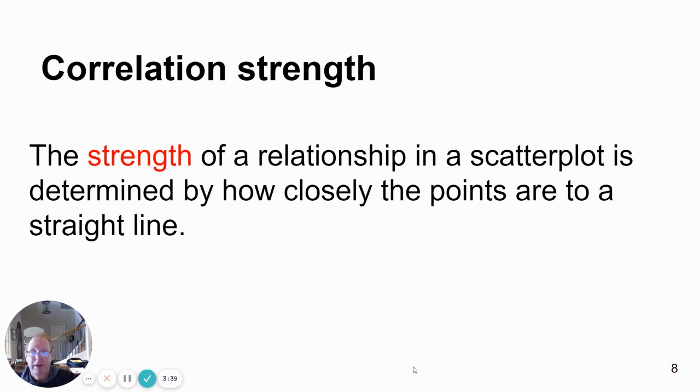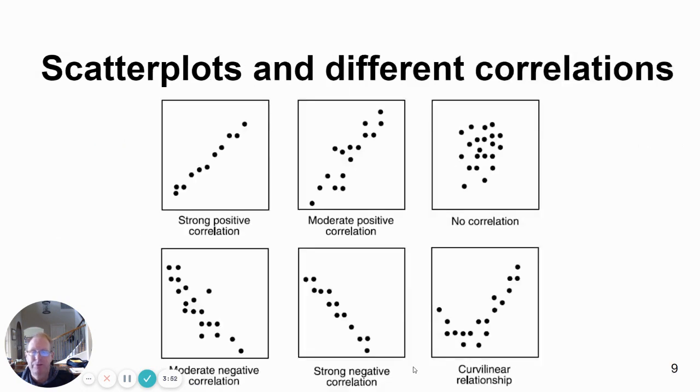Another way of describing scatterplots is to discuss the strength of the relationship. The strength of a relationship in a scatterplot is determined by how closely the points are to a straight line. The closer the points are, the stronger the relationship. So here in the upper left, I have a strong positive relationship because the points are close to the line. In the middle, I have a moderate positive correlation, and in the upper right, I have no correlation.